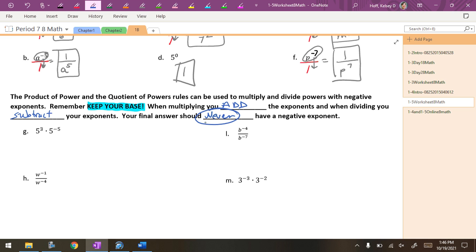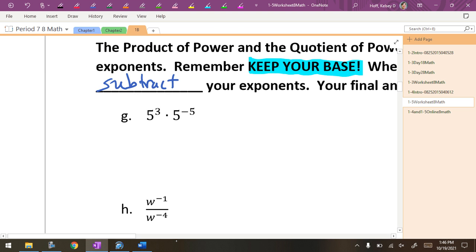Here's the deal. People were like, ooh, I don't need to write this down. Because the other day, 2 plus 3 you could do in your head. 5 minus 4 you could do in your head, right? But now we're going to throw in negative numbers, and it throws in the integer rules. So write it down. G. Am I multiplying or dividing?